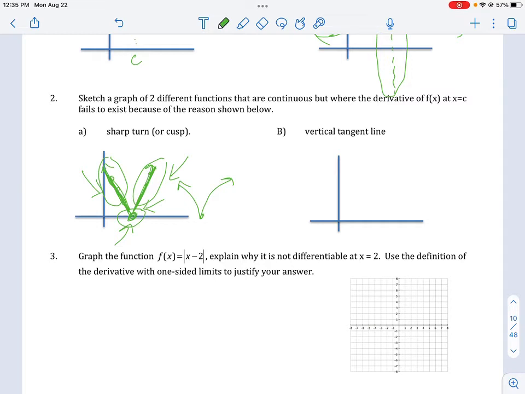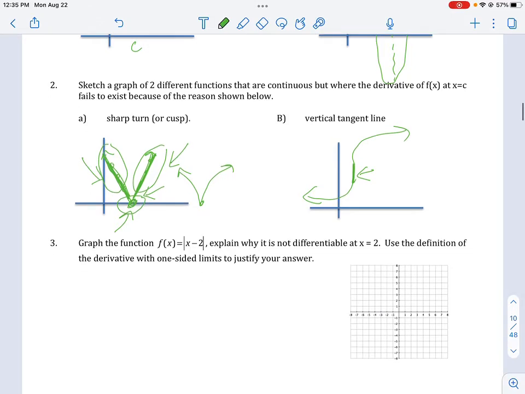Another type of graph where you can have a slope that does not exist would be if you have a vertical tangent, right? Slope of a vertical tangent is undefined. So you could have continuous graphs that are not necessarily differentiable everywhere. Okay, now let's take a look at one specific example.